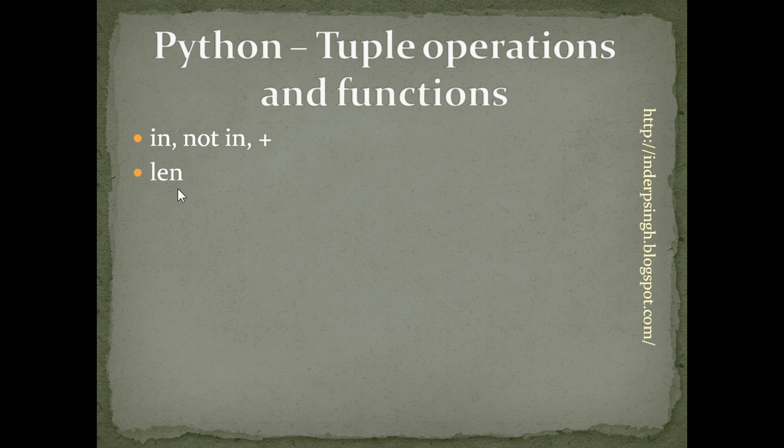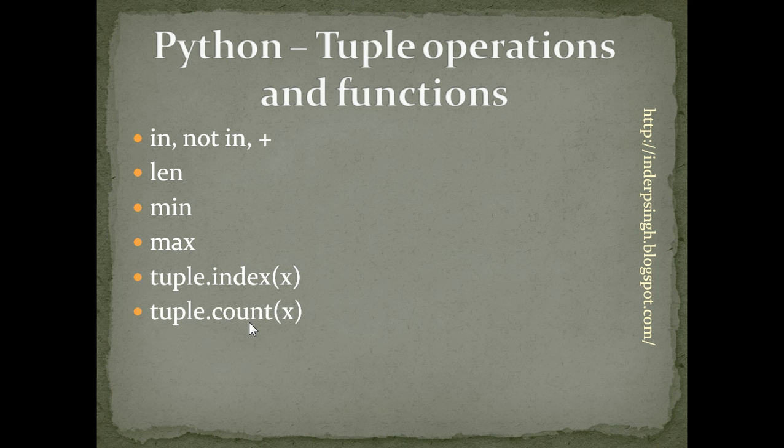The len function returns the number of items in the tuple. If possible, min returns the smallest item in the tuple. Also, if possible, max returns the largest item in the tuple. If we give tuple.index(x), it returns the first occurrence of x in the tuple. If we give tuple.count(x), it counts the total occurrences of x in the tuple.